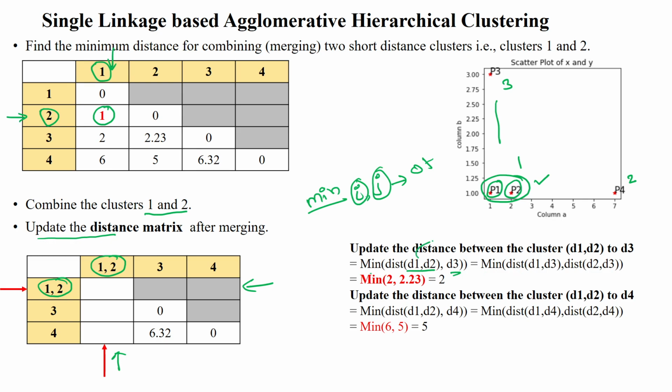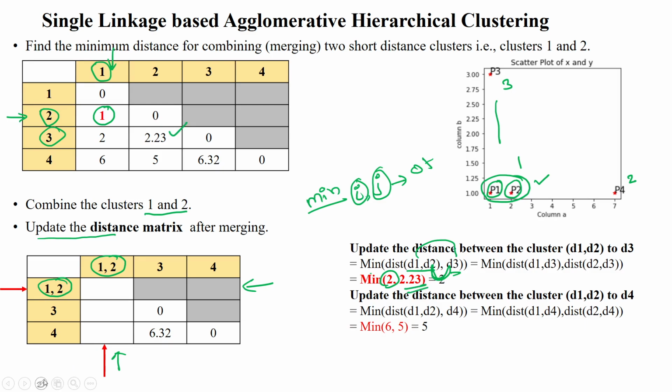So here D1 comma D3 is here, 2. So 2 is written here, and D2 comma D3, this portion, D2 comma D3 is 2.23. So this is this one.